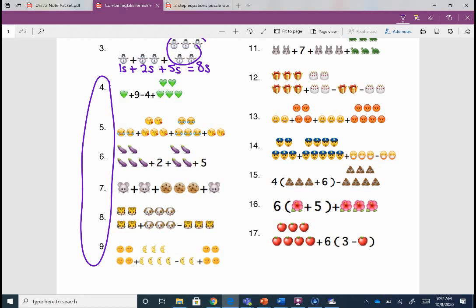We've already done 1, 2, and 3. I've already scrolled down. We've already talked about everything up here. We've already done these 3.